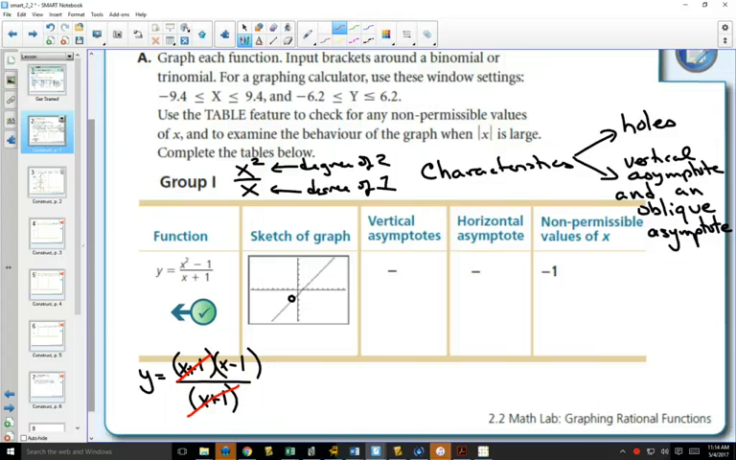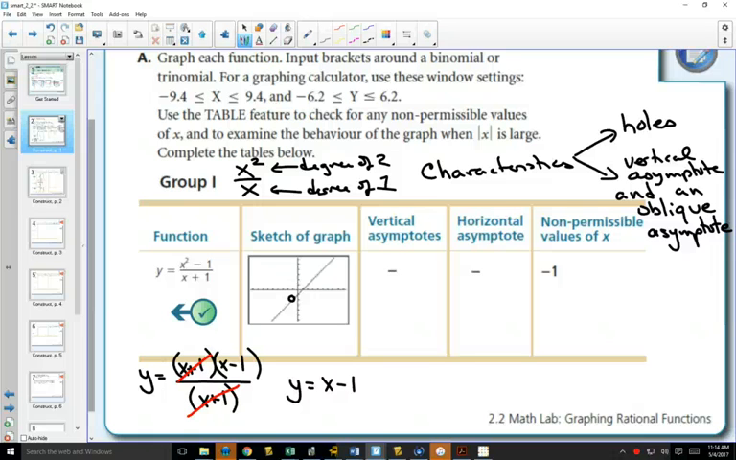Anytime a non-permissible value cancels out, because what does this change to now? If I cancel that out, I just get x minus 1. How do you graph x minus 1? It's a line, right? Y-intercept of minus 1 and a slope of 1. Can you see that that's the line that got graphed? The only difference is that minus 1 is still a non-permissible value. And so you graph the line and you just put a hole where the one non-permissible value is.